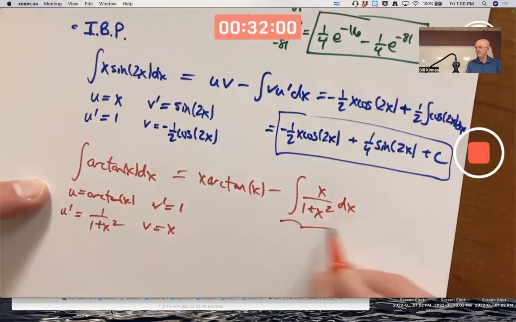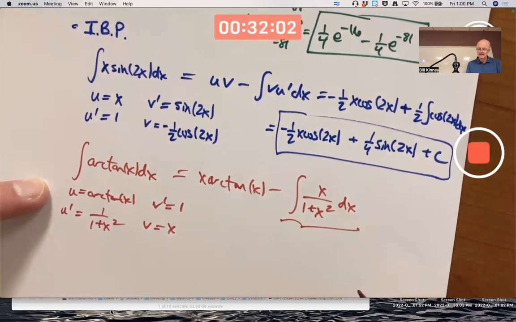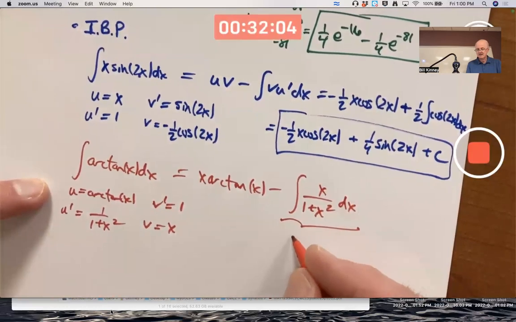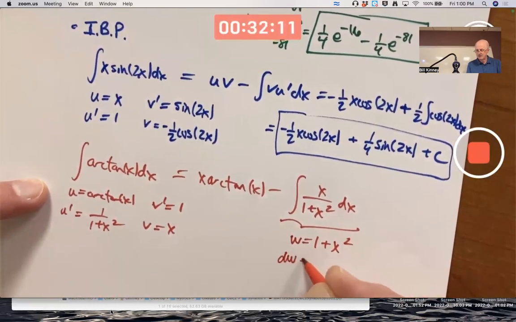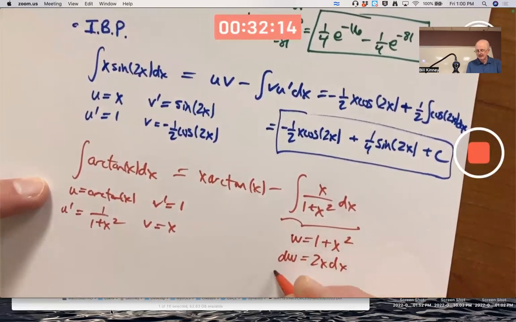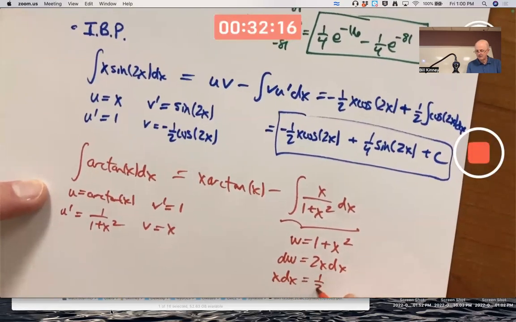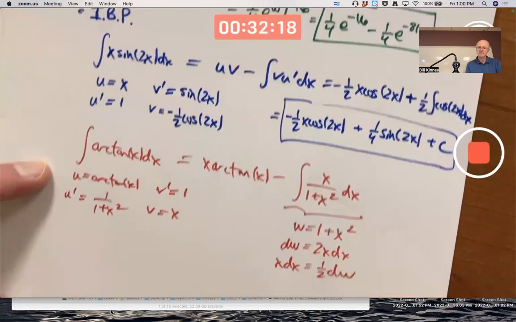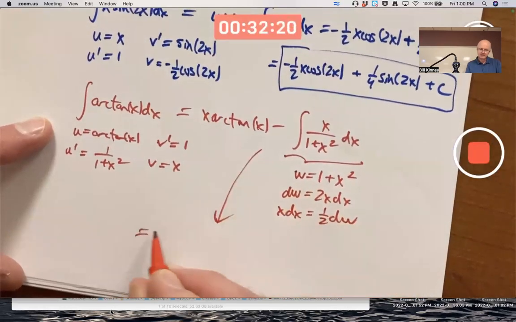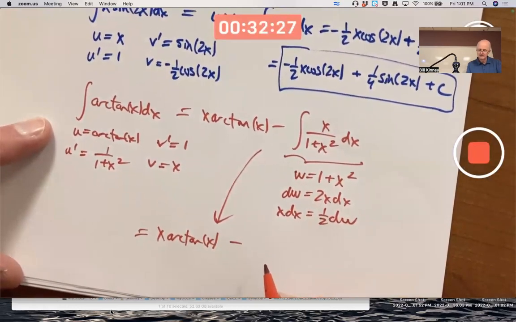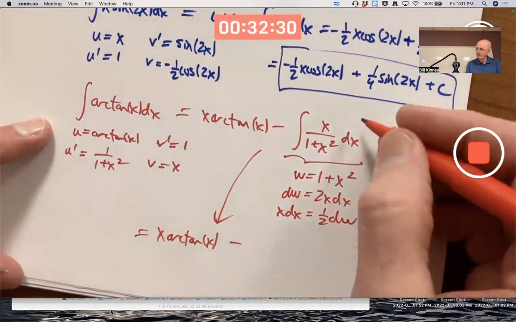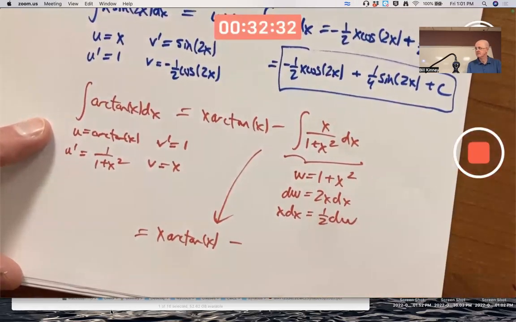This integral right here can be done pretty easily, either by guessing or doing a substitution. w is 1 plus x squared. So dw is 2x dx. And x dx then is 1/2 dw. So we'd be doing minus the integral of 1/2 times 1 over w, dw.